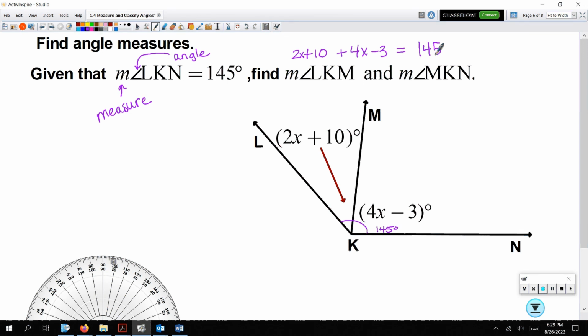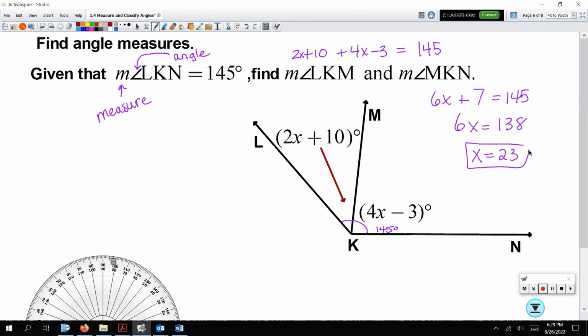Always combine like terms on the same side first. 2x and 4x gives me 6x. 10 and negative 3 gives me 7, equals 145. All right, we got a two-step. Subtract 7: 6x equals 138. Divide by 6, and I get x equals 23. And you're like, hooray! I know the answer. But really, I need to know the measure of the angle.